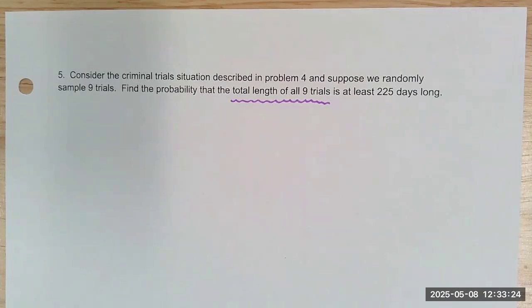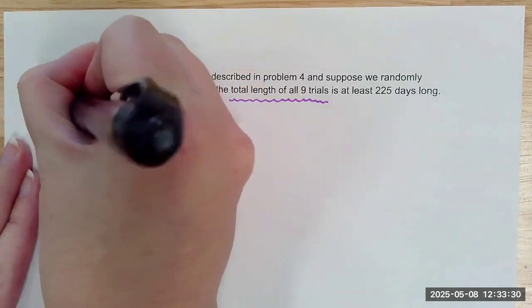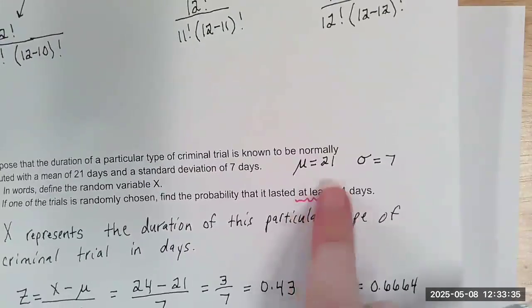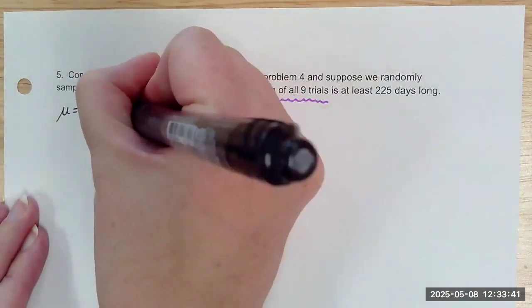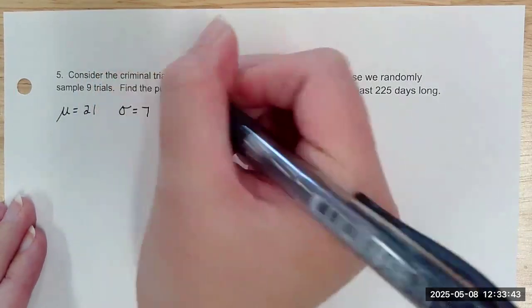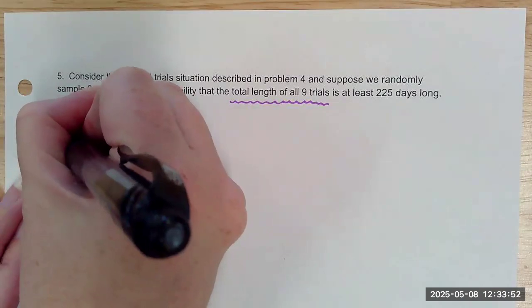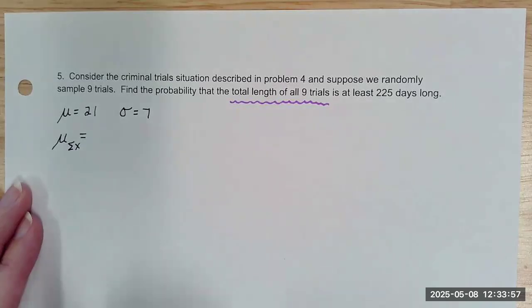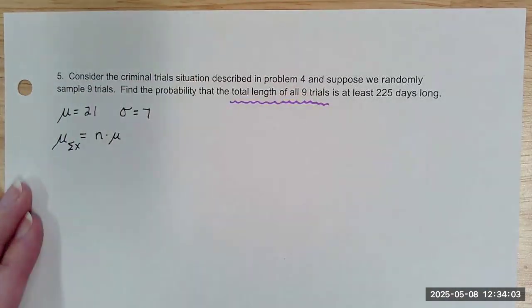Okay, so we had from the previous problem that the mean was 21 and the standard deviation was 7. So I'm going to write that down. The mean is 21. The standard deviation was 7. That's from problem 4. But now we want the mean of the sum. And that's supposed to be n times the mean that we just had from the original problem.